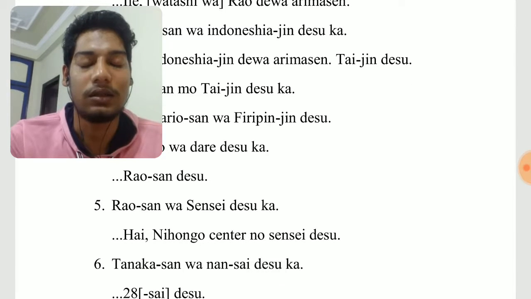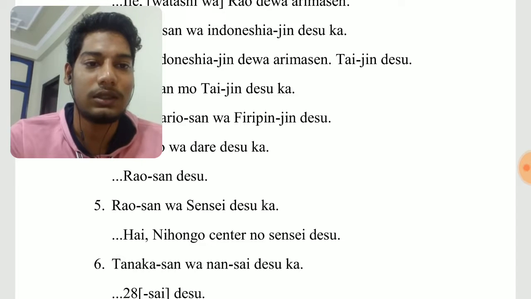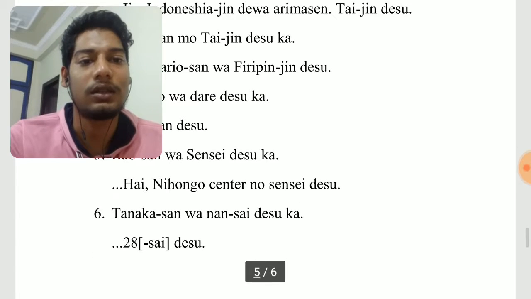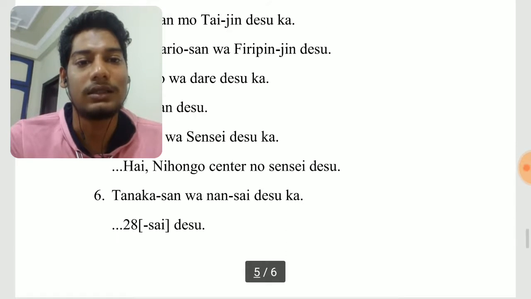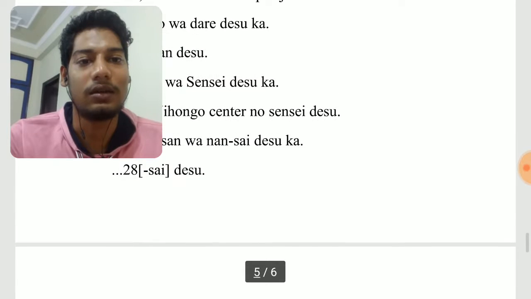Rao-san wa sensei desu ka? Hai, Nihongo Center no sensei desu. Here we have asked Rao-san, are you a sensei? Rao-san replied that yes, I am a sensei of Nihongo Center. That Nihongo Center possesses the sensei here. Next, Tanaka-san wa nansai desu ka? Here I've also told you above about sai, a suffix which is added after the number.